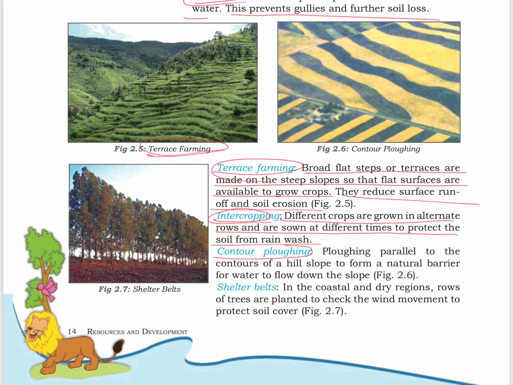Next, we have contour plowing. Plowing parallel to the contours of a hill slope to form a natural barrier for water to flow down the slope. This is called contour plowing. Here in the picture you can see the contour plowing.